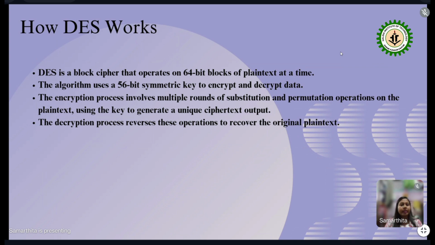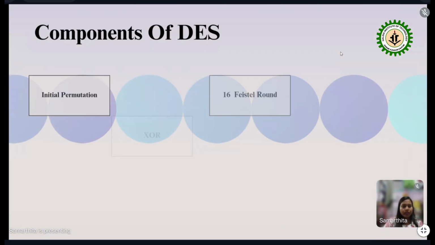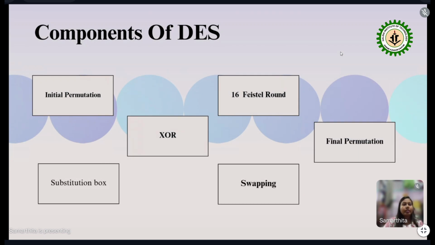Initially, there are many components. Actually, it looks like this: the initial permutation, XOR, sixteen Feistel rounds, final permutation, swapping, and the most important thing, the S-box, that is the substitution box.